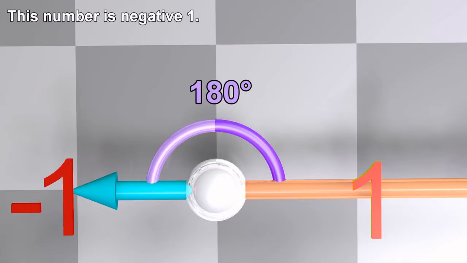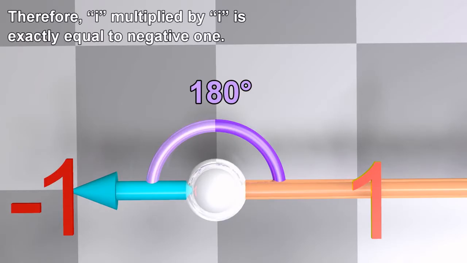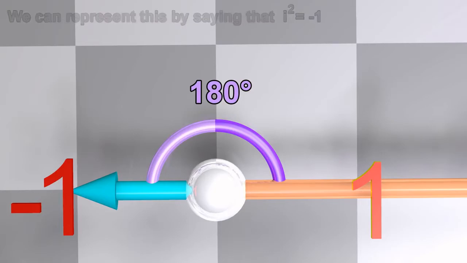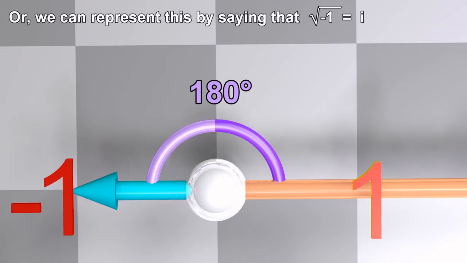This number is -1. Therefore, I multiplied by I is exactly equal to -1. We can represent this by saying that I squared is equal to -1. Or we can represent this by saying that the square root of -1 is equal to I.